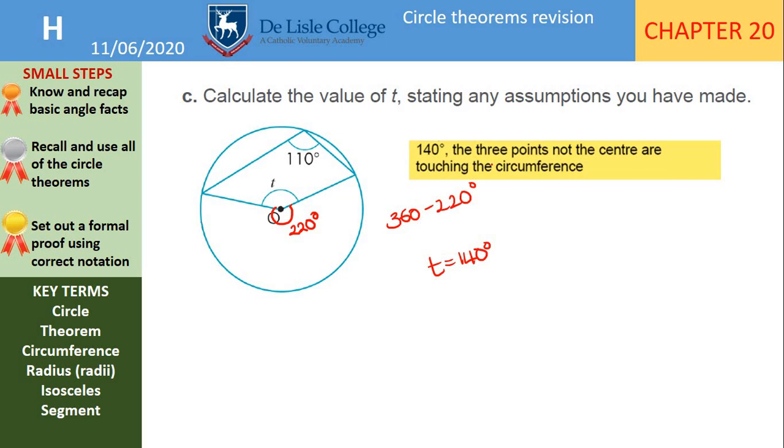And the assumption that we made is that the 3 points, not the centre, are touching the circumference. So we couldn't use that the opposite angles were equal to 180 here.